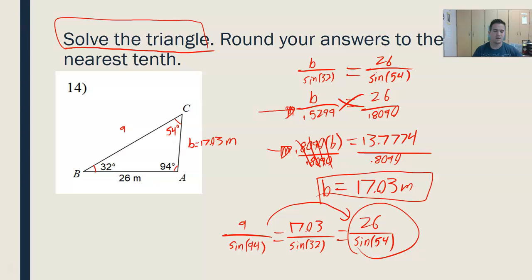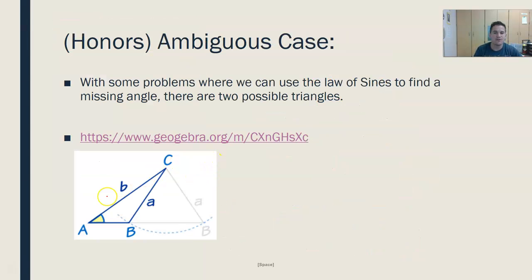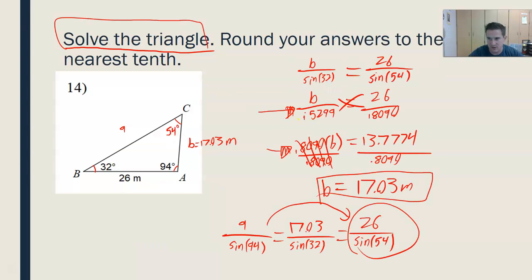Okay. So that's it for this video. In the next video, we're going to talk about the ambiguous case. I'll have just a shorter video where I explain what the ambiguous case is for triangles using the law of sines. That's an honors topic. So for this video, hopefully you're able to use the law of sines to find missing sides and missing angles. I hope that was helpful.